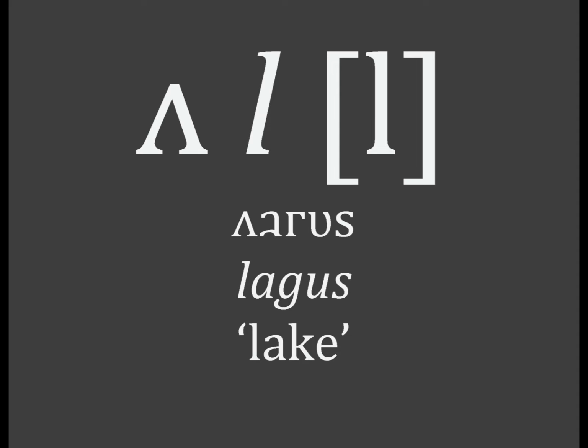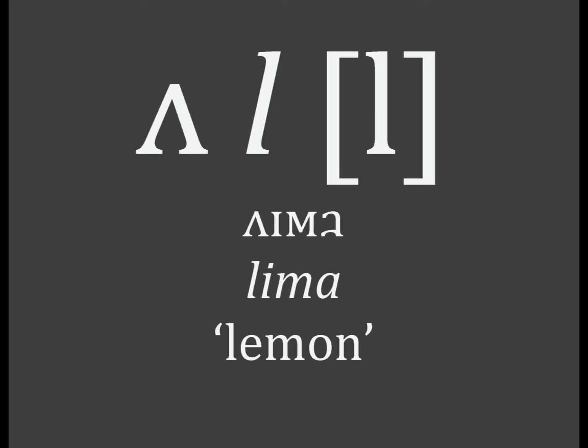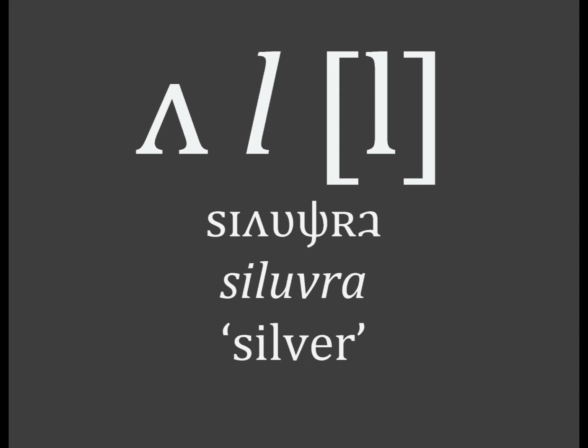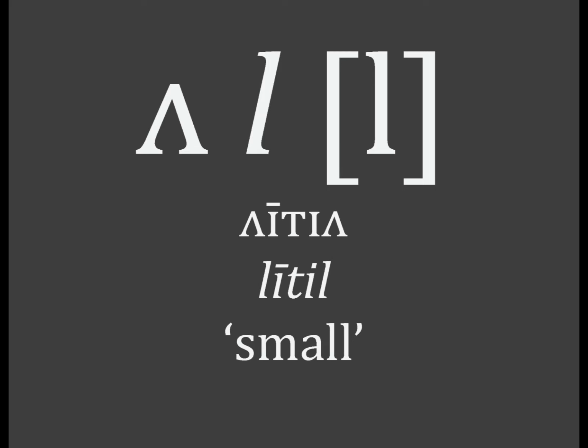Lagus means lake or body of water. It is a coronal lateral approximant, usually dental, though sometimes alveolar depending on the dialect, pronounced like the L in liquid. It is transliterated as the letter L. Lima means lemon or lime depending on which article you put with it. Silufra, silver. Litil, small.